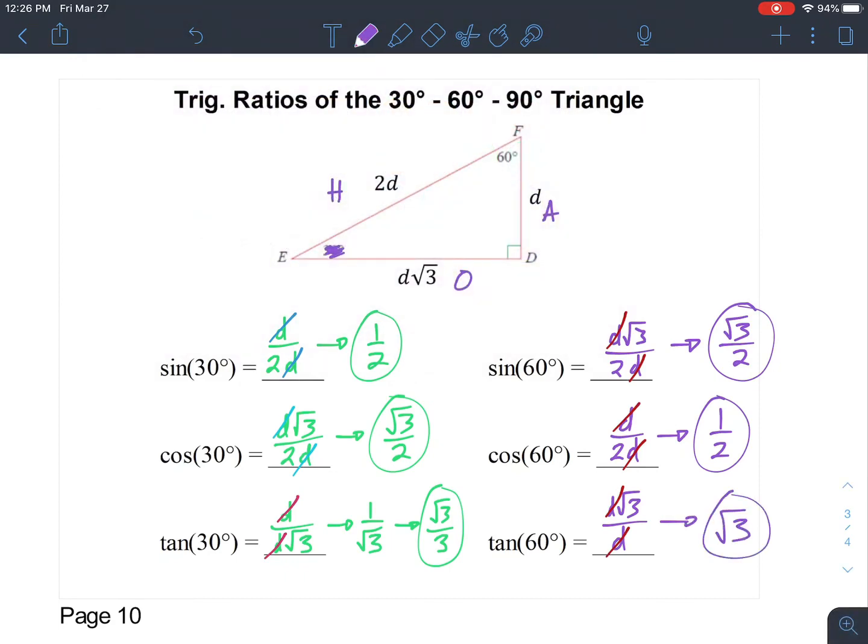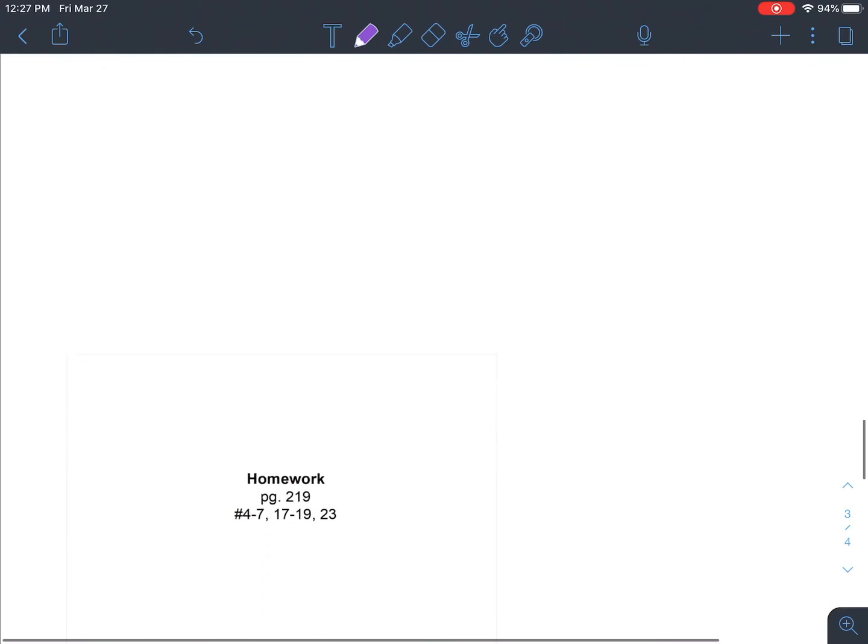So that one doesn't quite follow the same pattern, but tangent of 60 is actually going to be the reciprocal. These are reciprocals of each other. And then you'll notice sine of 30 and cosine of 60 were the same. Meanwhile, sine of 60 and cosine of 30 were the same. There you go. So that takes care of everything.